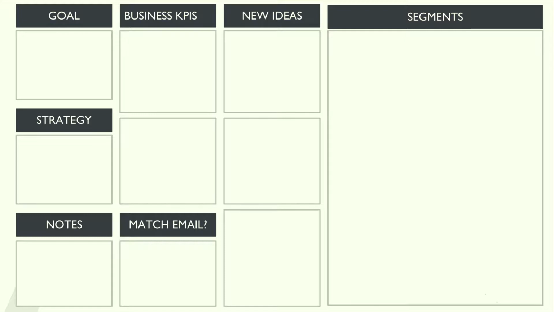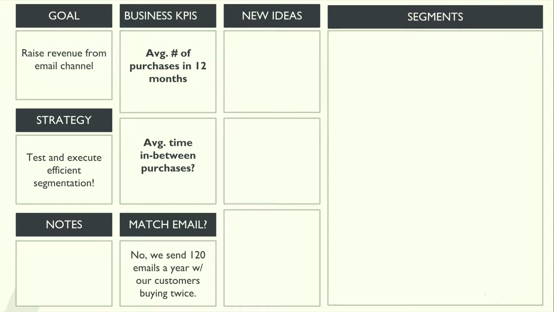So let's go through what I did at Taylor Stitch. So my goal was to raise revenue from the email channel. My strategy, which is why everyone's here: test and execute efficient segmentation. So the business KPIs that I looked at were, what are the average number of purchases that we had in 12 months? What's the average time in between purchases, especially like first purchase to second purchase? So for us at Taylor Stitch, it was 2.3 average number of purchases, so say 2. Average time in between purchases was anywhere between 30 to 60 days. And we sent 120 emails a year to every customer.